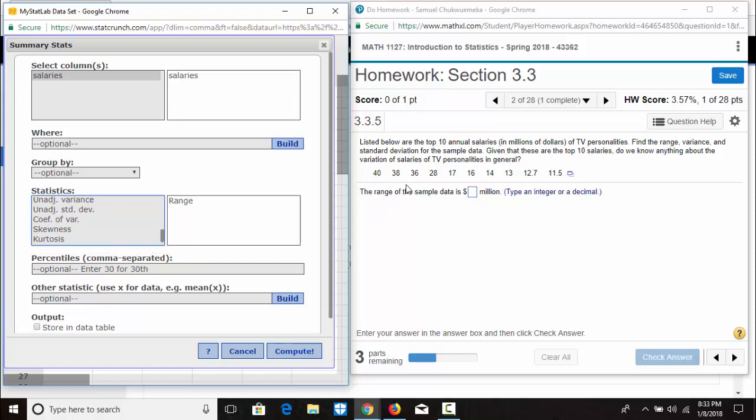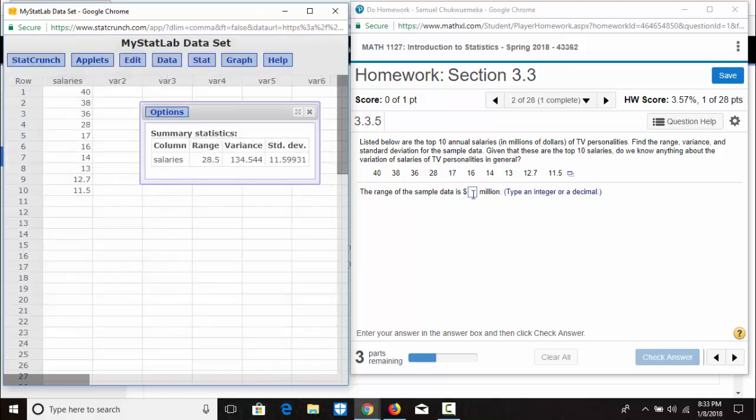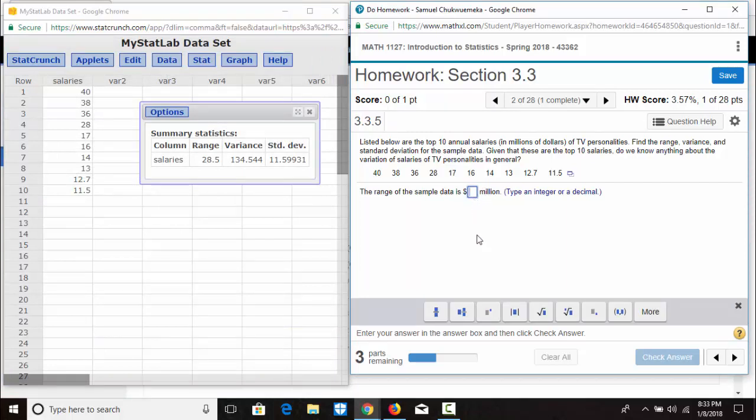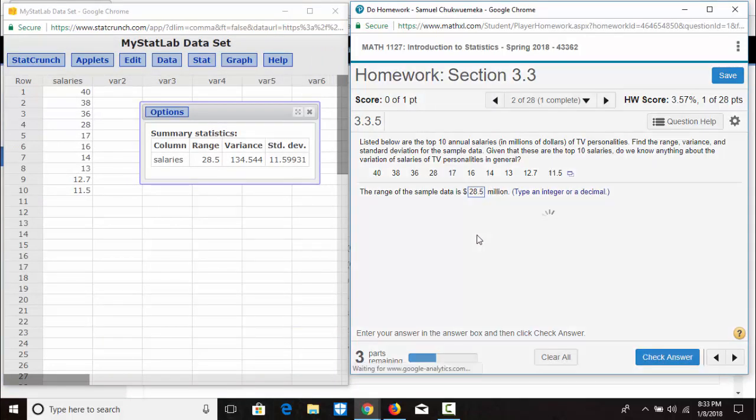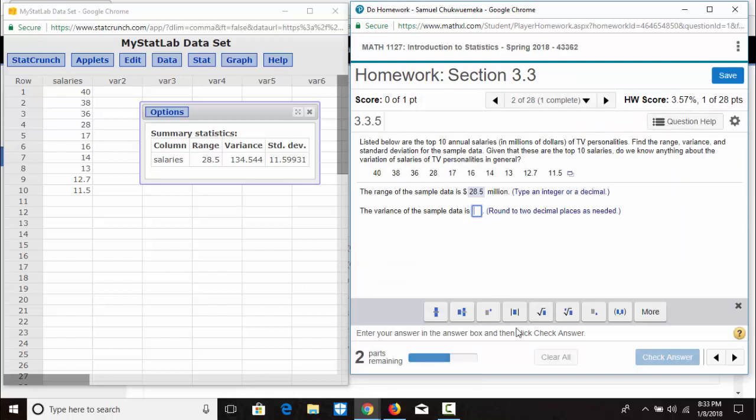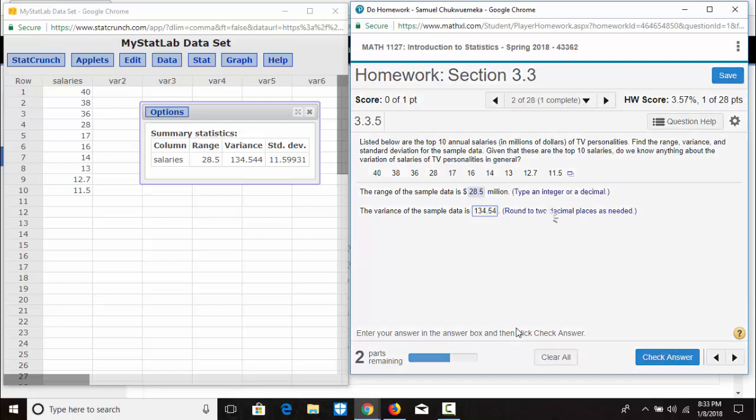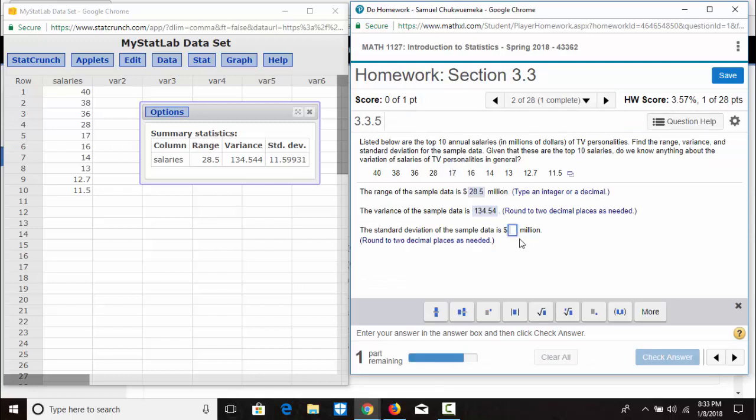But this is a sample. So we're going to use the sample variance and the sample standard deviation. So we just click variance here and then standard deviation. Okay, and you click compute. So the range is 28.5. The variance to 2 decimal places would be 134.54. And the standard deviation to 2 decimal places would be 11.60. Okay.